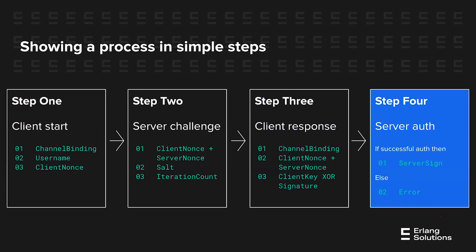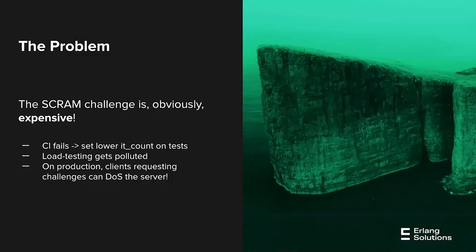The server sends back the XOR of his stored key, and the client knows that this is also the server that has his authentication values. Or an error, the server says, no, you're not authenticated. So, implementing SCRAM. The problem: it's obviously expensive.